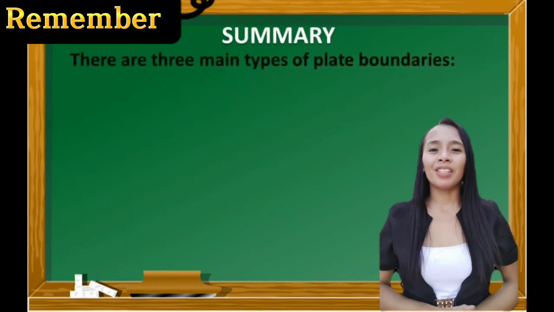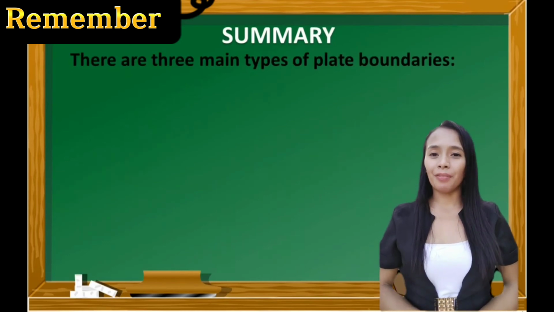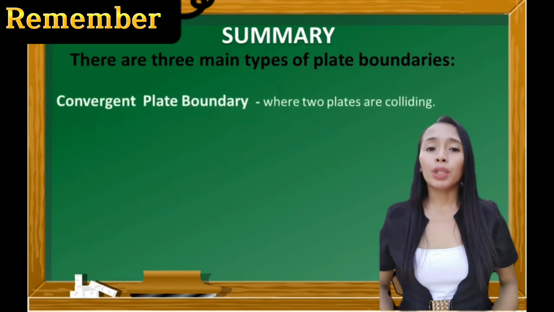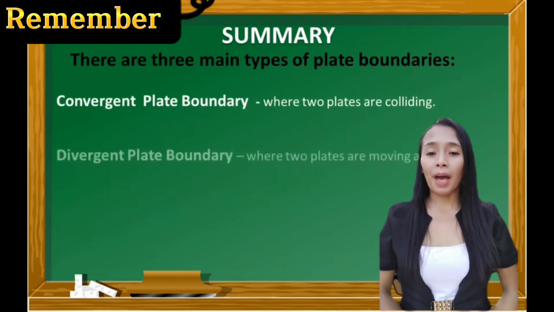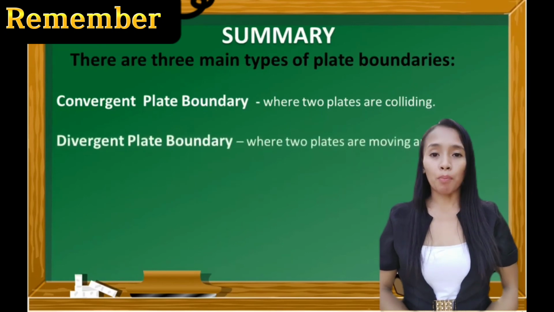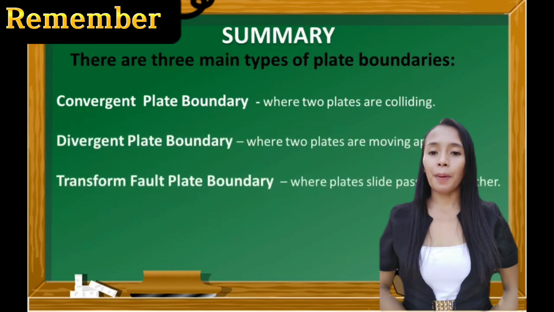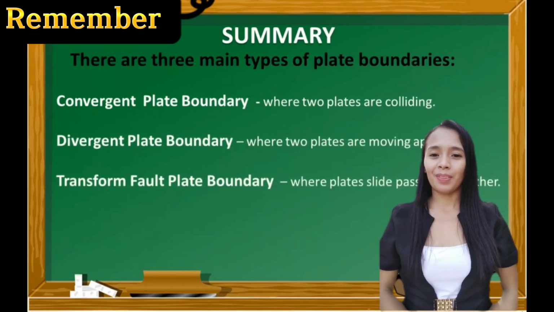Now, let's summarize the topic. We learned about the 3 main types of plate boundaries. First, convergent plate boundary, where 2 plates are colliding. Second is the divergent plate boundary, where 2 plates are moving apart. Third is the transform fault plate boundary, where plates slide past each other. That's all for today.